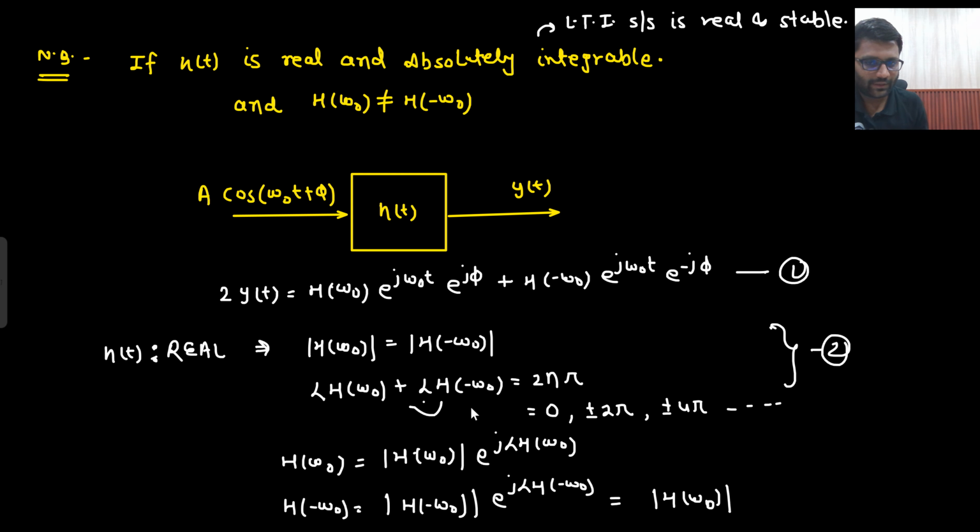And from equation 2, what will be the value of the angle of h of minus omega naught? That would be equal to 2n pi minus angle of h of omega naught. So here j, what can I write down? 2n pi minus angle of h of omega naught. Do you agree to this point? H of omega naught is written like this, I am not doing anything with that. H of minus omega naught is written like this. Now mod of h of minus omega naught is equal to mod of h of omega naught, and the angle could be written as e to the power j 2n pi minus angle of h of omega naught.